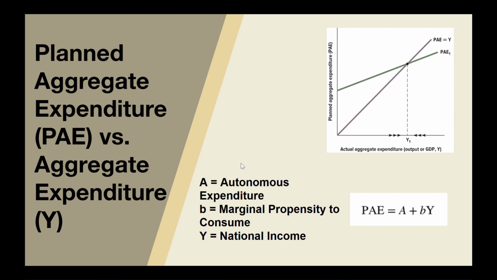When we're discussing the difference between PAE versus Y, planned aggregate expenditure versus aggregate expenditure, PAE is planned spending, how much households, firms, and the government intend to spend, whereas Y is the actual output or income, what the economy actually produces as a whole. At the equilibrium, PAE should equal Y.